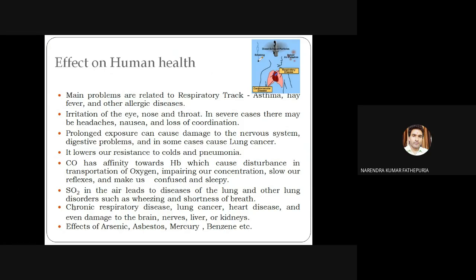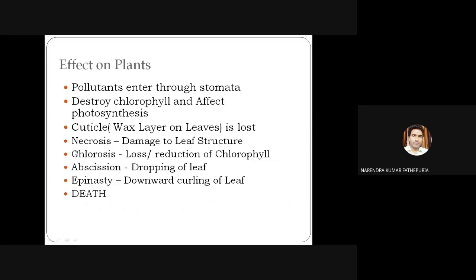Sulfur dioxide in the air leads to diseases of the lungs and other lung disorders such as wheezing and shortening of breath. Chronic respiratory diseases, lung cancer, heart diseases, even damage to the brain, nervous system, liver, and kidney. Effects of arsenic, asbestos, mercury, and benzene. These are toxic, poisonous substances which cause a lot of problems for human health. Okay. Then there are the effects on plants also.